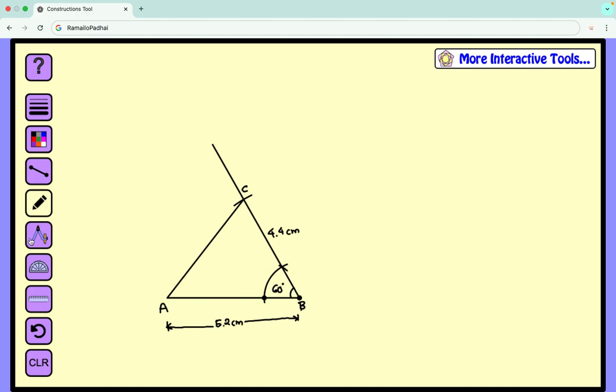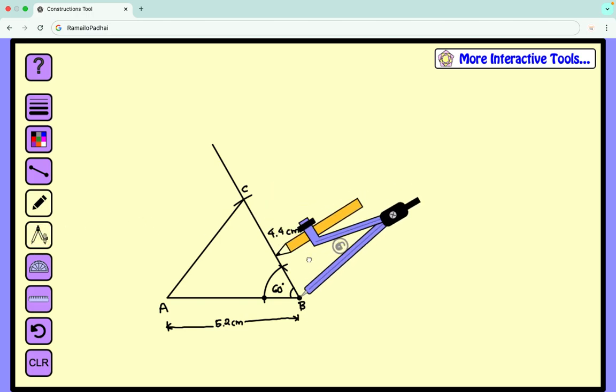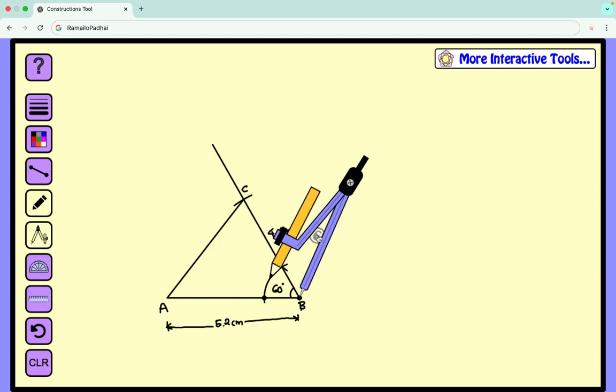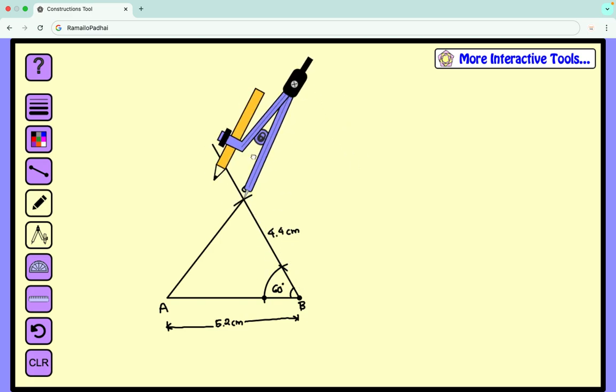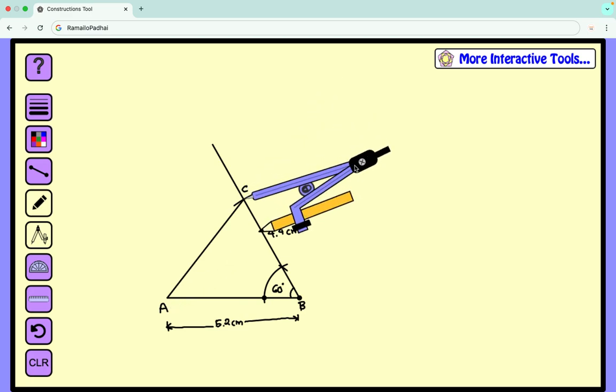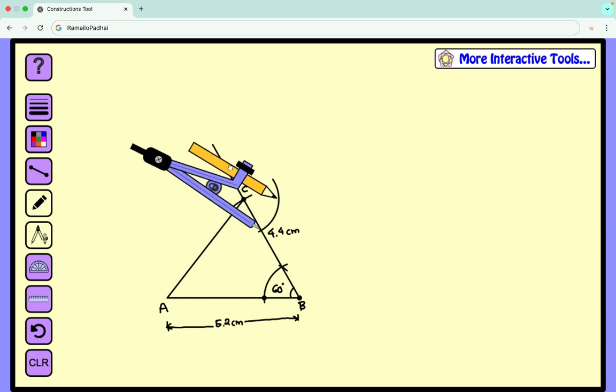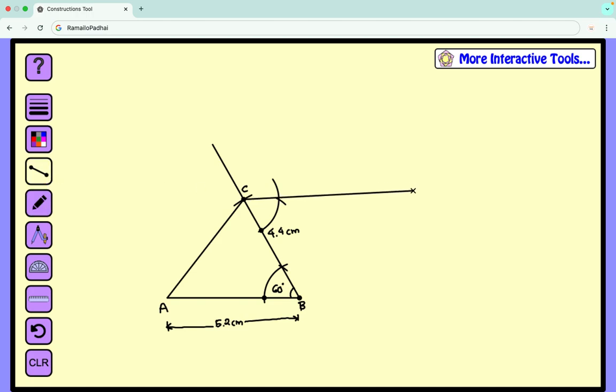Now we need to make a parallel line EF. So we are going to make another angle at C so that we can make parallel lines. So this is that parallel line.